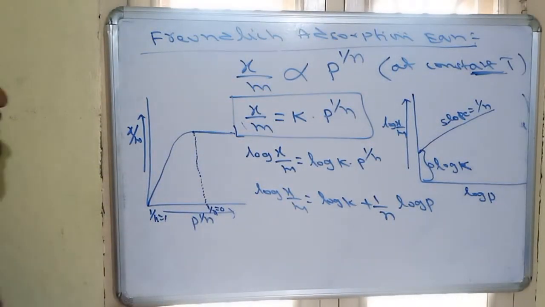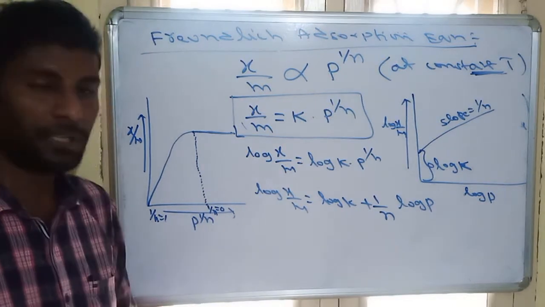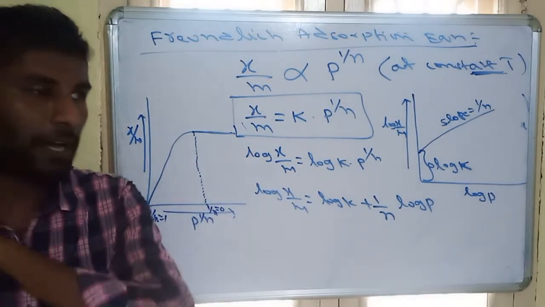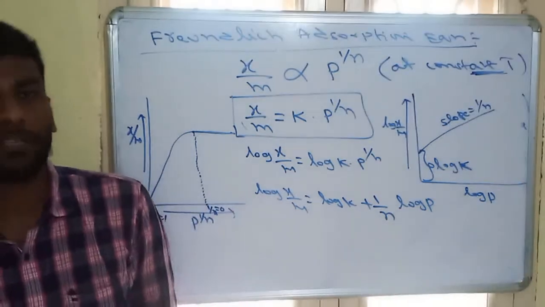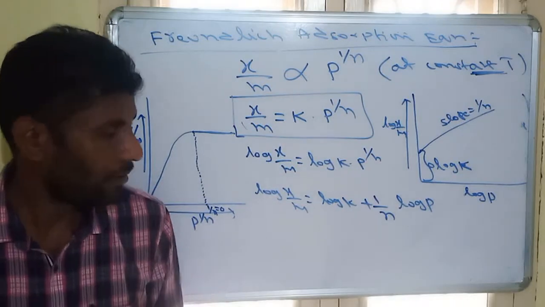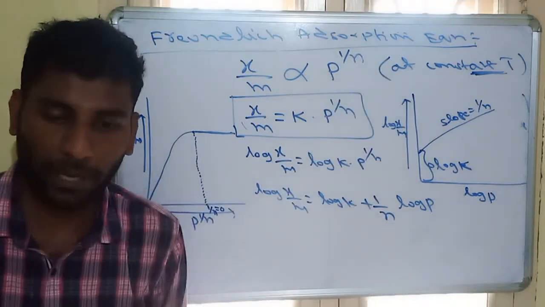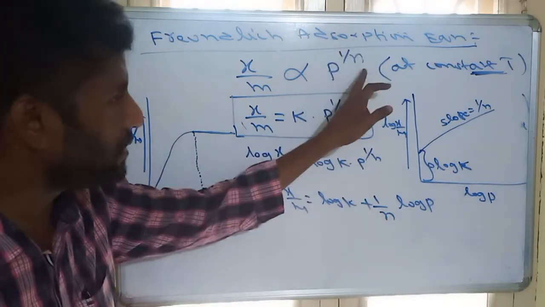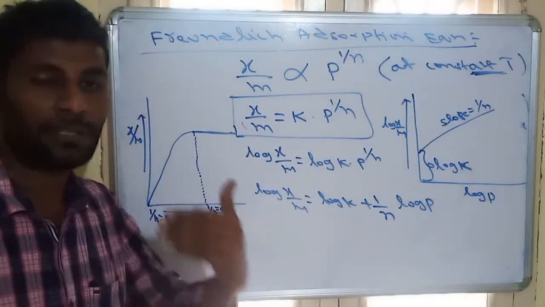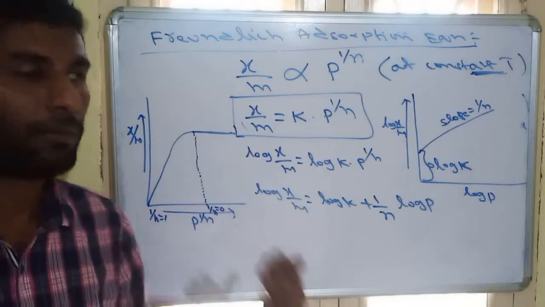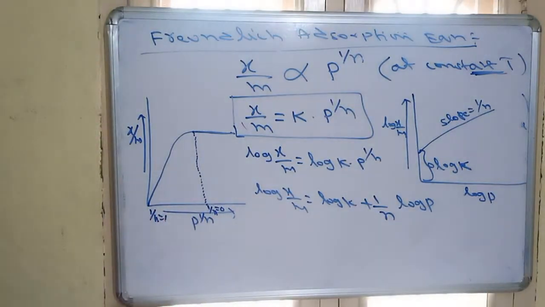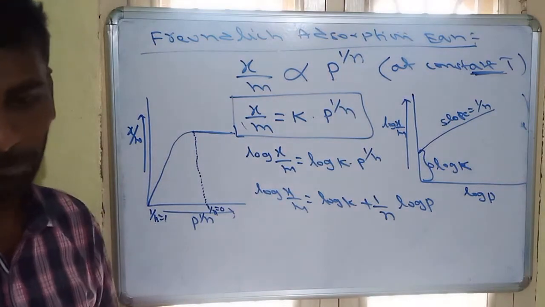This is about Freundlich. It simply says that adsorption is directly proportional to pressure, but it does not continuously increase with pressure. After some time, it is independent of pressure. That's why the power value we are using is 1/n. So 1/n simply represents the point where it will become 0, where the surface is completely covered. When the surface is covered, adsorption does not take place. That is the Freundlich adsorption equation.